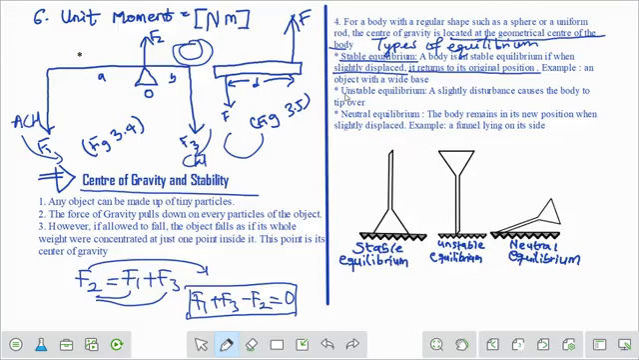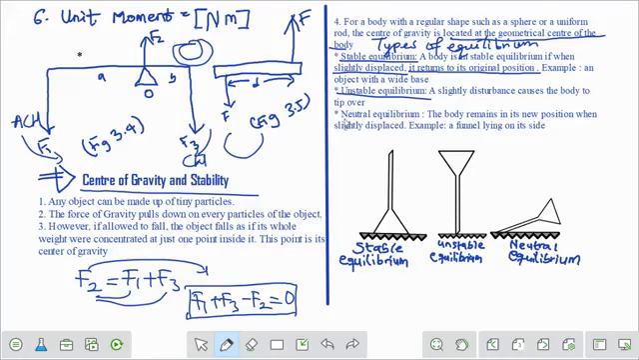Now we are going to unstable equilibrium. A slight disturbance causes the body to tip over, that is, it will leave the original position. Look at this funnel now, even the way it stays, it can easily fall. Just touch it like this, it will just fall. So that's why they said a slight disturbance causes the body to tip over.